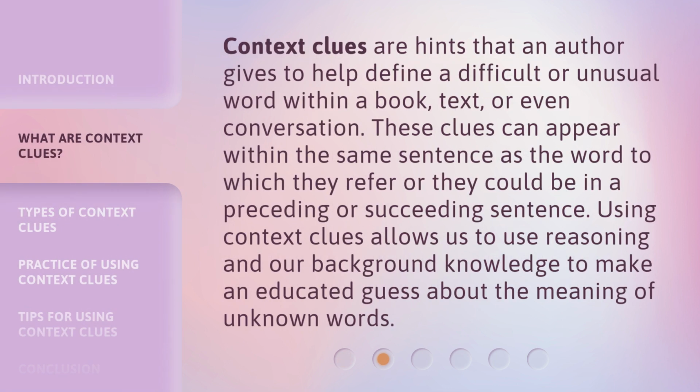Context clues are hints that an author gives to help define a difficult or unusual word within a book, text, or even conversation. These clues can appear within the same sentence as the word to which they refer, or they could be in a preceding or succeeding sentence. Using context clues allows us to use reasoning and our background knowledge to make an educated guess about the meaning of unknown words.